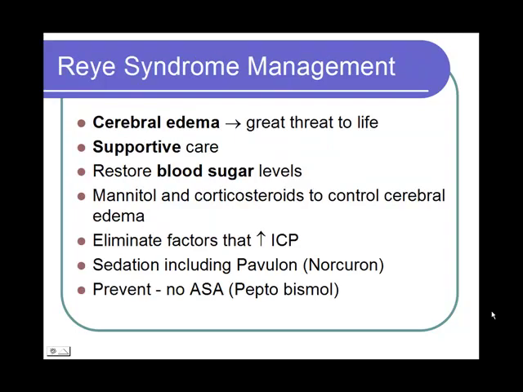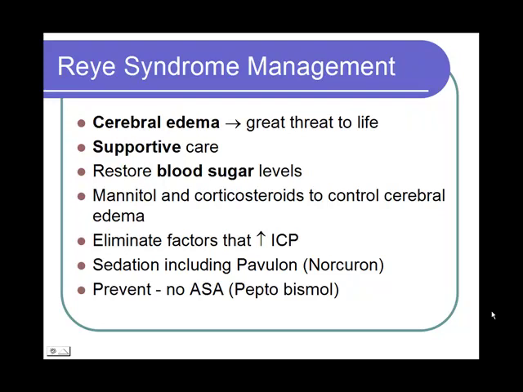So the cerebral edema is what is the greatest threat to life, so we're going to do what we can to treat that, but mostly we're doing supportive care. They'll have low blood sugar, so we're going to treat that. We're probably going to give mannitol and steroids to try and control or reduce the cerebral edema. Eliminate factors that might raise the intracranial pressure, so a calm, quiet room, dim lights, no suction unless we need to. These kids, we're going to sedate them, and we're probably going to use those paralyzing agents that we have, like Norcuron, Pavulon.